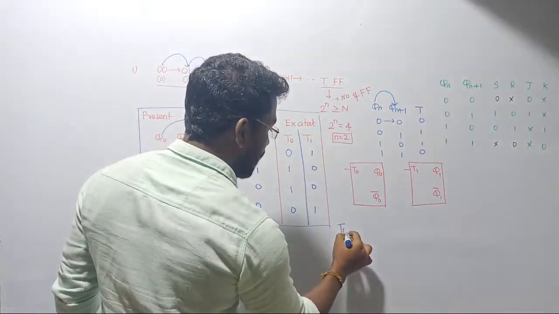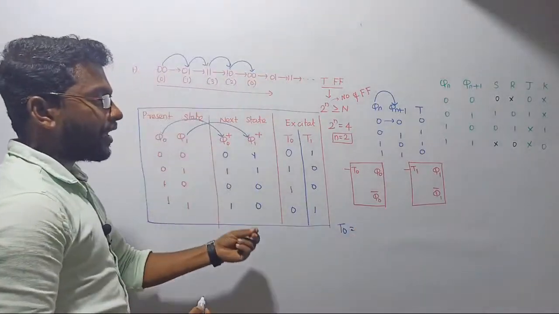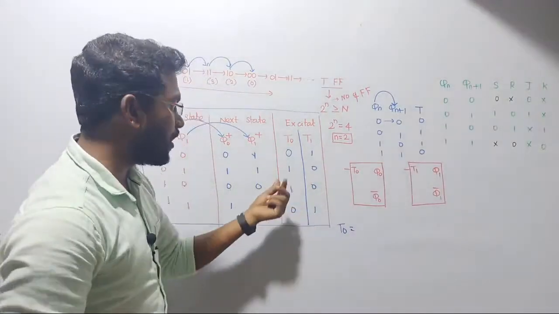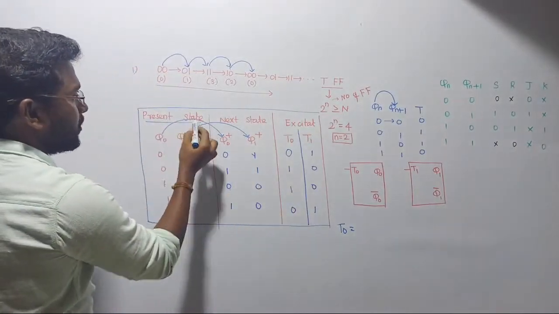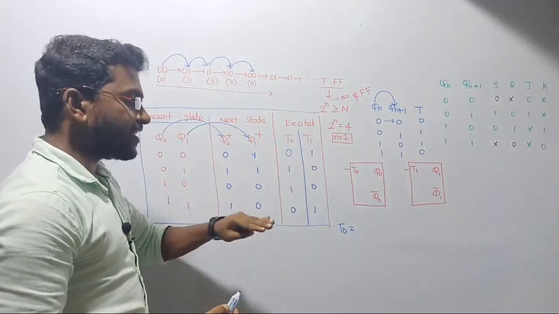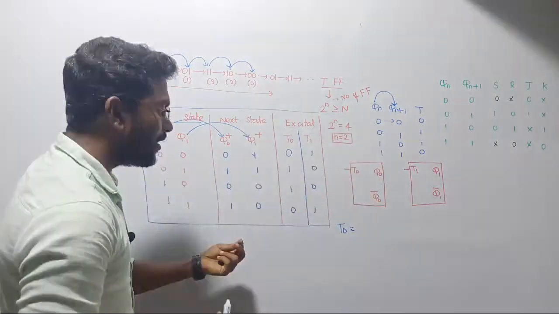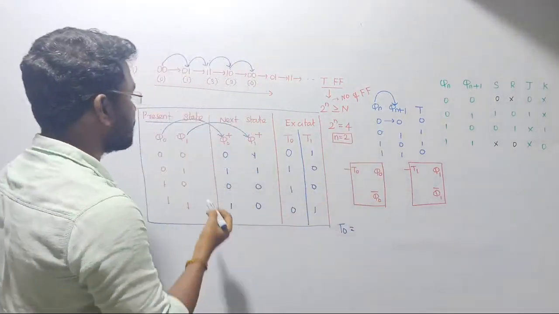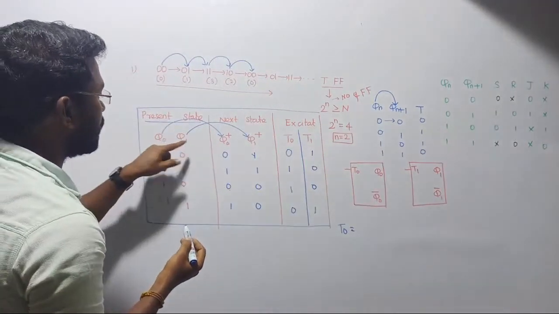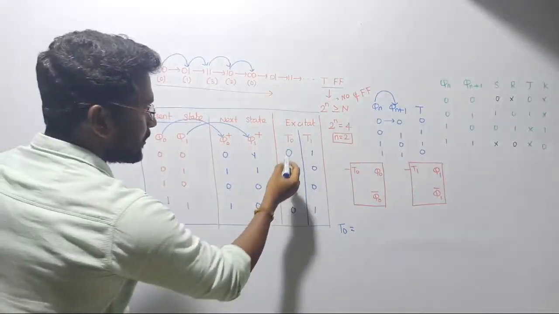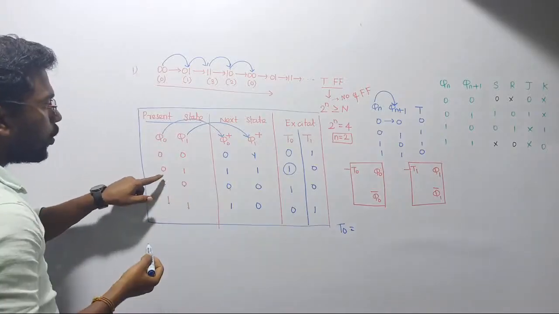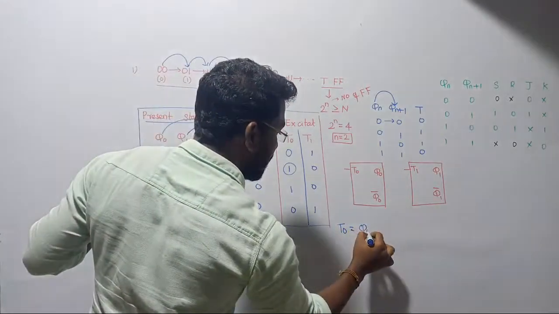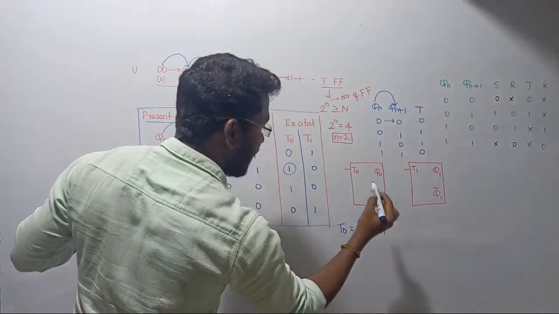Let me write for T0. While writing the minterm expression, or while finding the T0 value, you are supposed to consider the present state, because in this state only we are going to jump to the next state. So while writing the characteristic equation, you are supposed to follow the present state variables, that is Q0 and Q1. See there, for T0 I am getting 1. Its corresponding variables are 0 and 1. It means it can be written as Q0 bar dot Q1. Can I write like this?